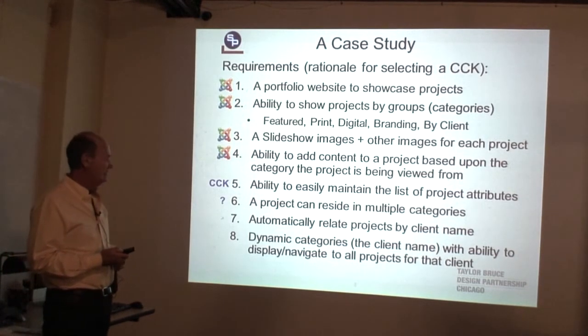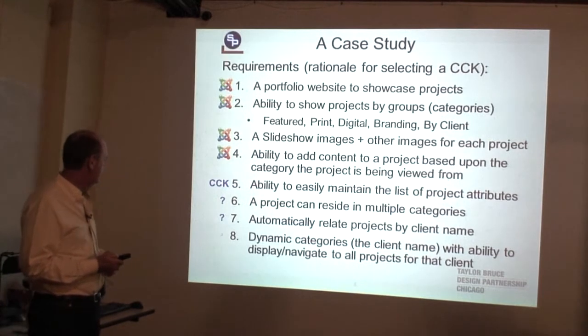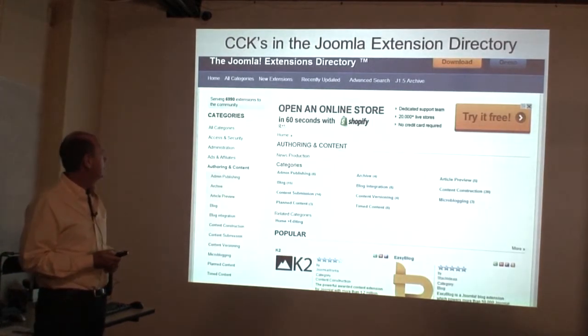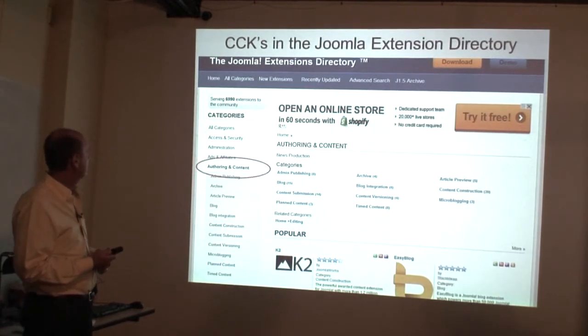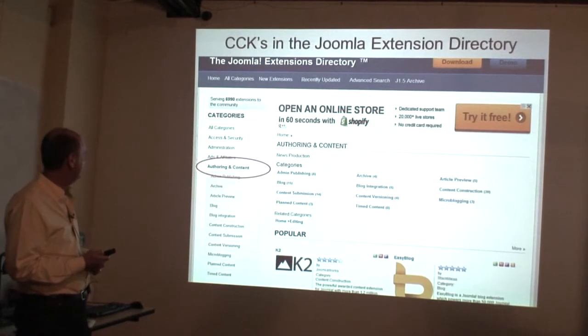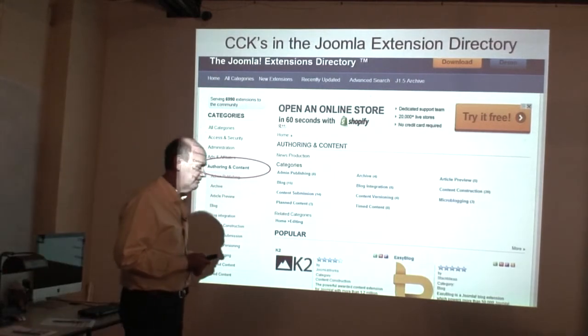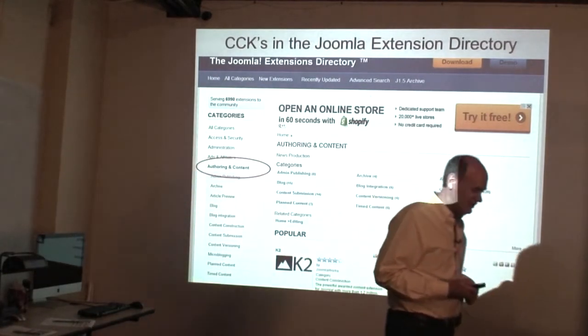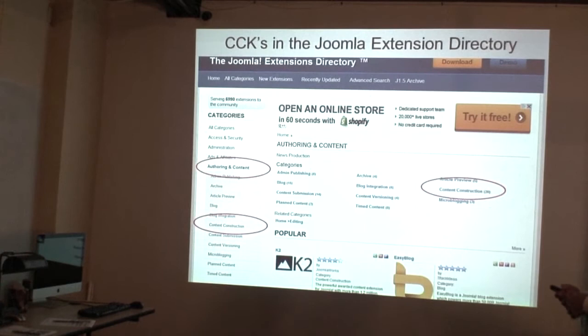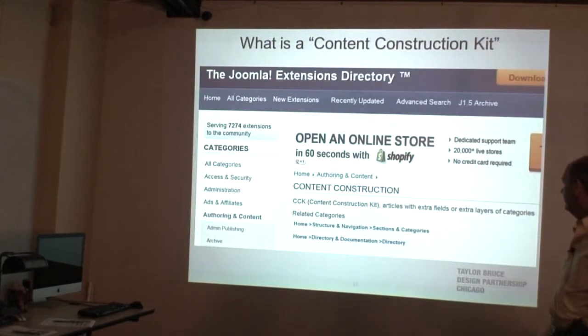Well, then I didn't see any other descriptions for any of this other stuff. So I went to the place of all knowledge for extending Joomla. I went to the extension directory, and under authoring and content, I found content construction kits, and I found that there were 20 of them. So I looked through the 20.